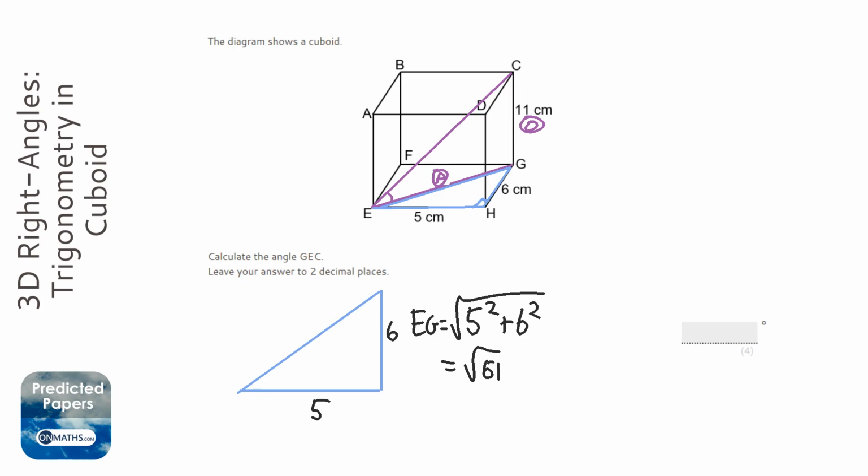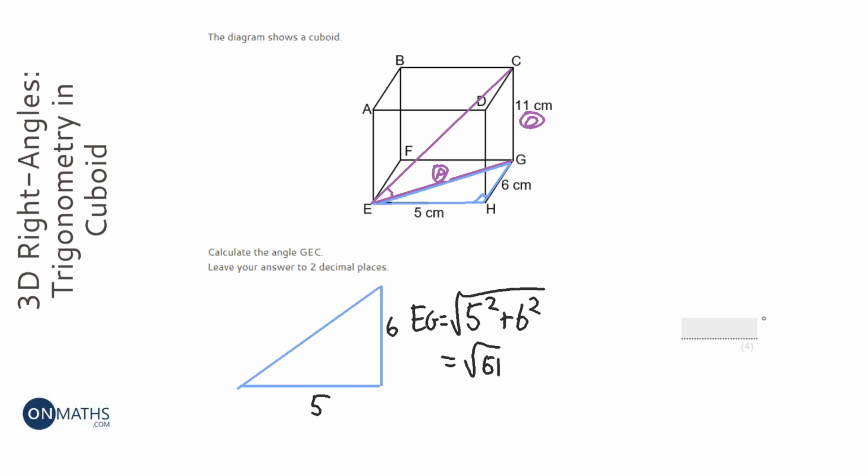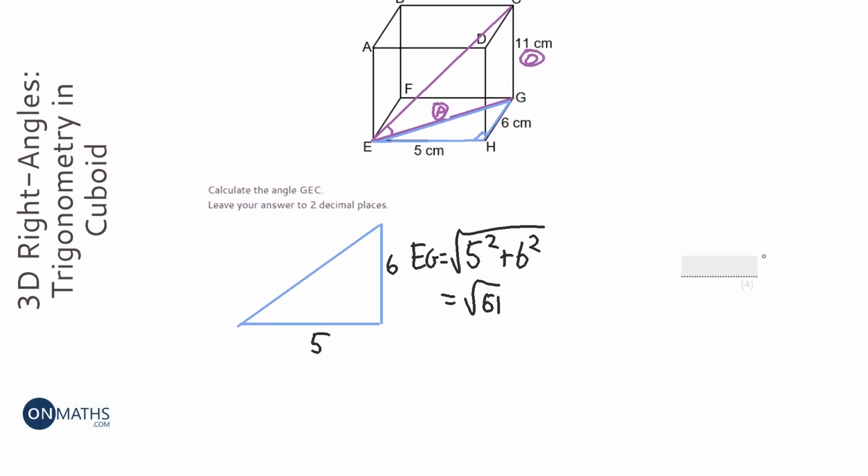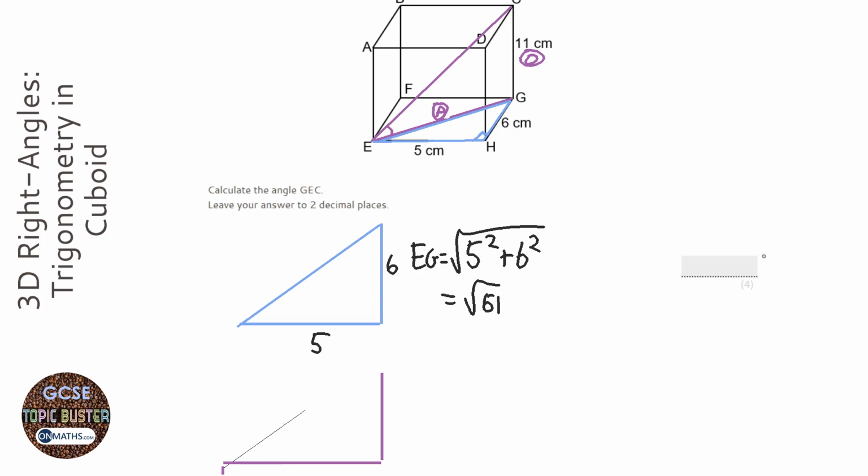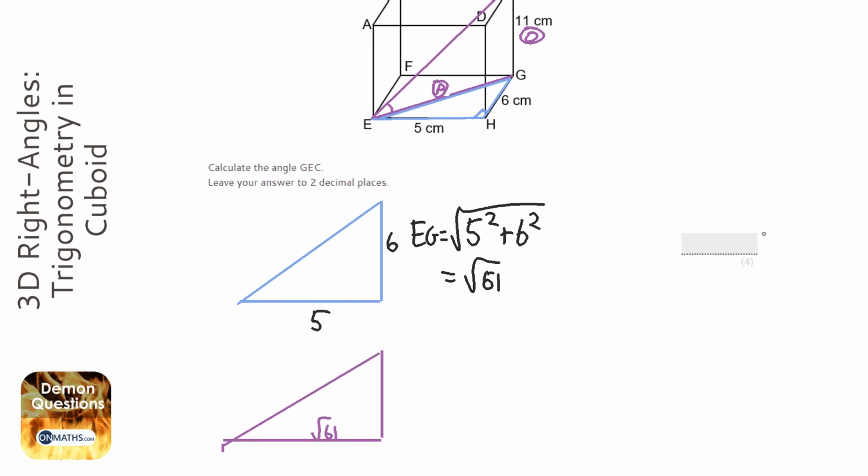Okay, so the next thing to draw is the right angle triangle, the purple one that we've got on the diagram. So let's start drawing that. Okay, so we've got EG at the bottom, which we now know is root 61. And the height is 11. And we're looking for this angle here. And we can call this angle X, why not?